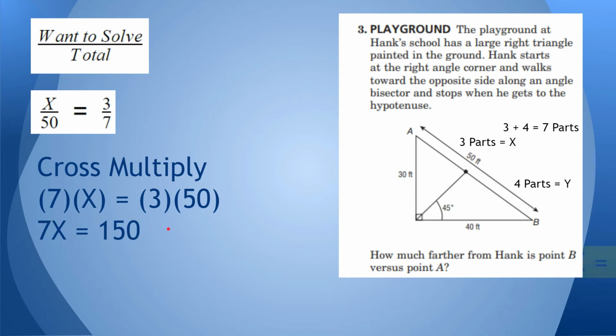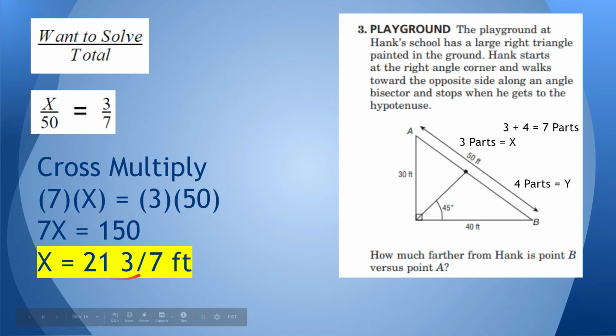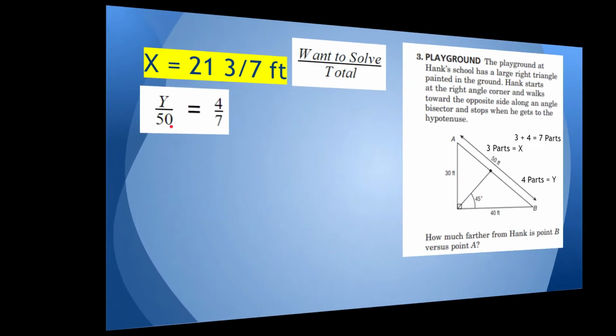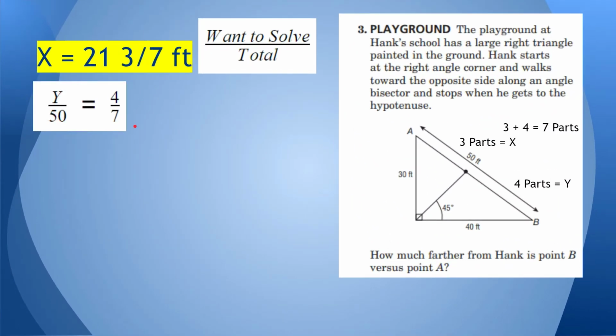Now, again, once we reach this step, you then divide both sides by 7, and you end up with the exact same answer that we got before of 21 and 3/7 feet for x. Down here, the 4 parts of y, we could repeat this once again, just like I said before with the other one, using y. This time it would be 4 in the numerator, setting it up that way.